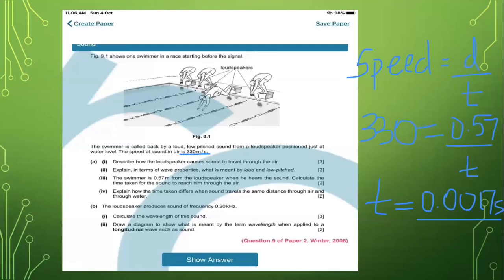Now we need to explain how the time taken differs when sound travels the same distance through air and through water. As I have already discussed, sound travels faster in a denser medium, and water is denser. That's why the sound will travel faster in water, and less time will be taken for the sound to travel in water as compared to air.